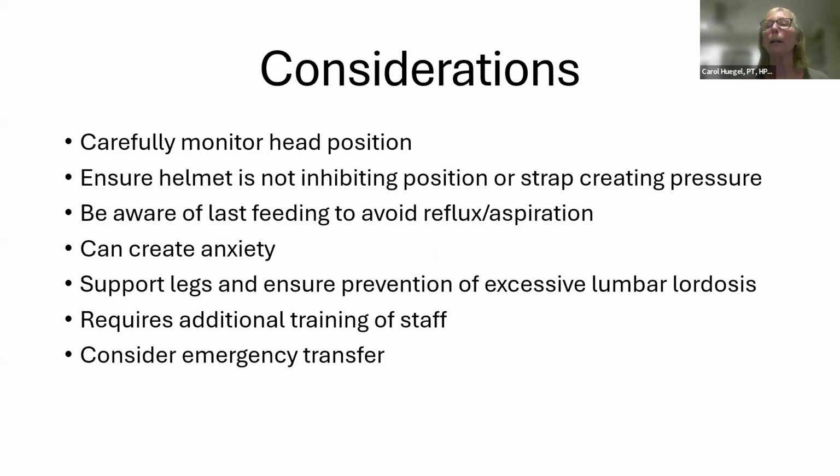So carefully monitor the head position. We don't want a hyperextension. So ideally have something under the head. It doesn't need to be as big as that boppy. It might be one of those little mini boppies that goes around the neck. I used an airline neck support, or you could just have a small pillow or a folded towel under the head, making sure that the helmet, again, is not inhibiting the position, or that the strap is creating undue pressure.